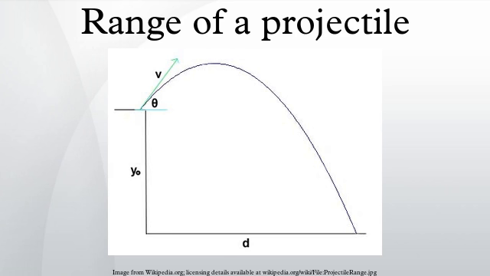The first solution corresponds to when the projectile is first launched. The second solution is the useful one for determining the range of the projectile. Plugging this value for t into the horizontal equation yields the range. Applying the trigonometric identity for the product of sine and cosine of the same angle allows us to simplify the solution. Note that when θ is 45 degrees, the solution becomes v squared over g.